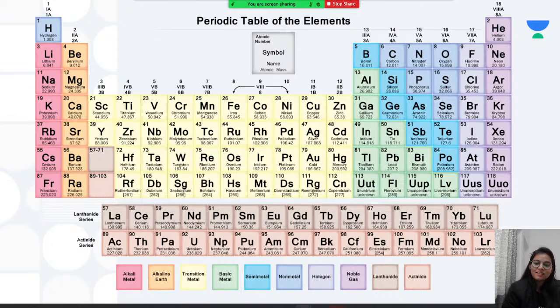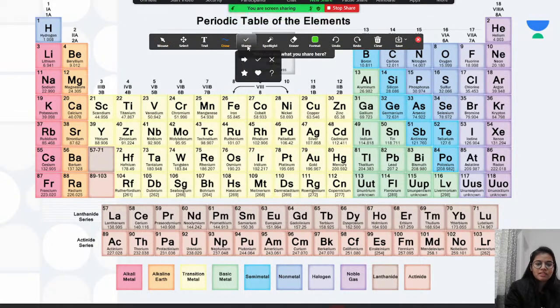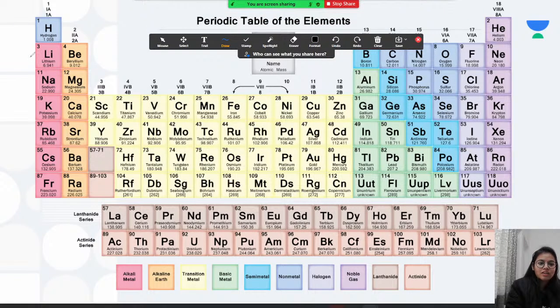Now, this is our periodic table. Okay, our modern periodic table. So this is how it is arranged. If you can see here, these are the groups. These are alkali metals, these are alkaline earth metals, then we have semi-metals, we have basic metals, we have non-metals, we have halogens, we have noble gases, inert gases. Okay, so these are the various things that we see in the periodic table.